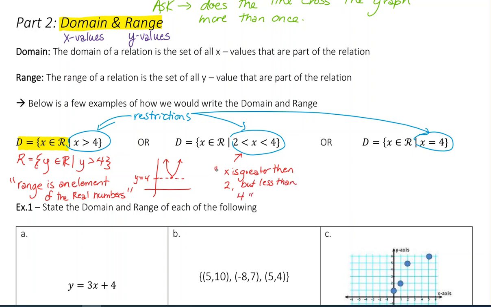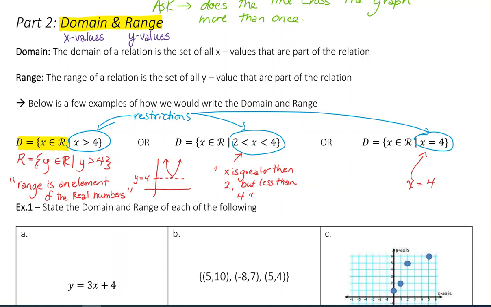Okay, so it's more of an actual window of values as opposed to it having to be greater than one value or less than one value. So all the values of a graph or table would be between 2 and 4. And the last one says x must be equal to 4, meaning that the only point on that graph is 4.